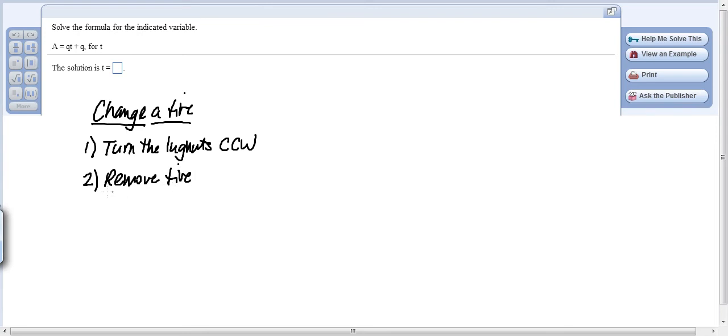Now when you're ready to put the tire back on, you don't put the lug nuts on first, right? But sometimes in math class people try to do that. They try to find some reason to do that. So if we're going to undo something, we need to take this step, come down here, and the opposite of remove the tire is put the tire on. So we put our new tire on.